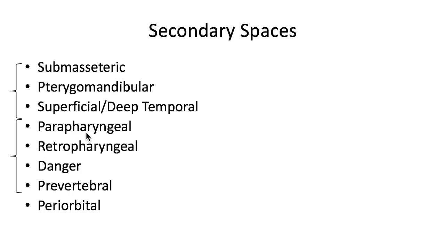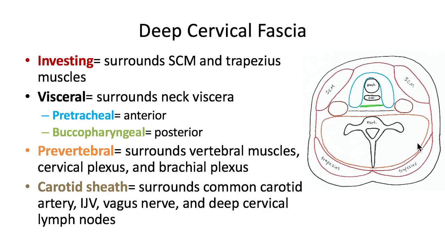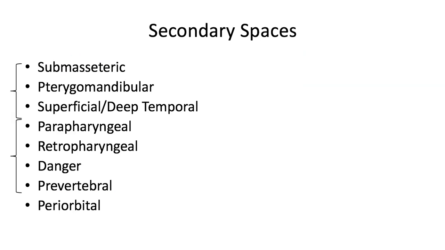We have parapharyngeal or lateral pharyngeal, retropharyngeal, the danger space, and prevertebral space, and all 4 of these are considered deep spaces of the neck. If we go back to the little drawing that I did here, we're going to be referring back to that for those 4 spaces. And we also have the periorbital space. All right, so let's go through each of these spaces one at a time and unpack what's going on.